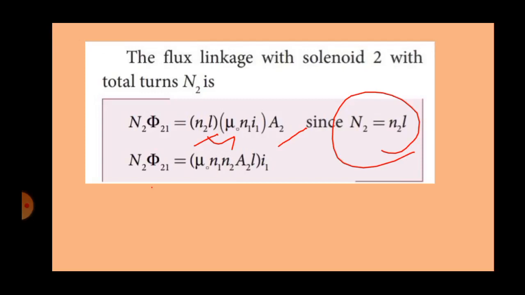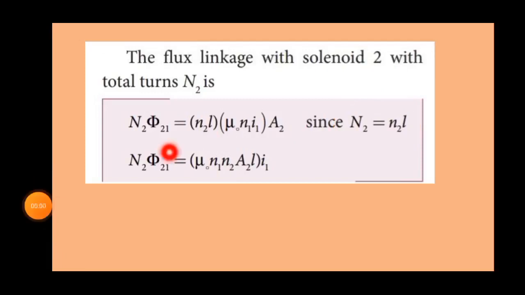From this equation, the total magnetic flux N2 phi21 is equal to mu naught N1 N2 A2 into L into the current I1 in the solenoid of coil 1. Therefore, already you know that N2 phi21 is equal to M21 I1.